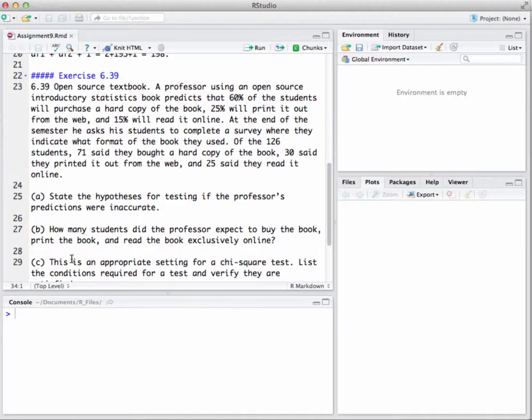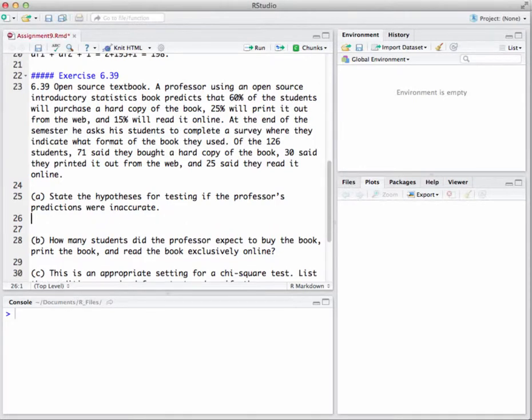Of the 126 students, 71 said they bought a hard copy of the book, 30 said they printed it, and 25 said they read it online. So state the hypotheses for testing whether the professor's distribution is accurate or not. Okay, so let's talk about how we would write the hypotheses here. So again, we're going to have a null and an alternate, and the null hypothesis in this case is that the professor's proportions are the correct proportions for this population.